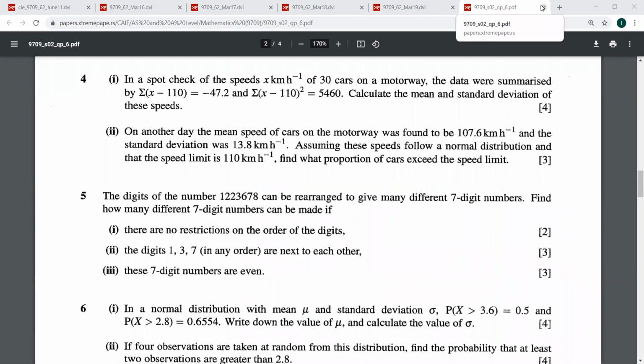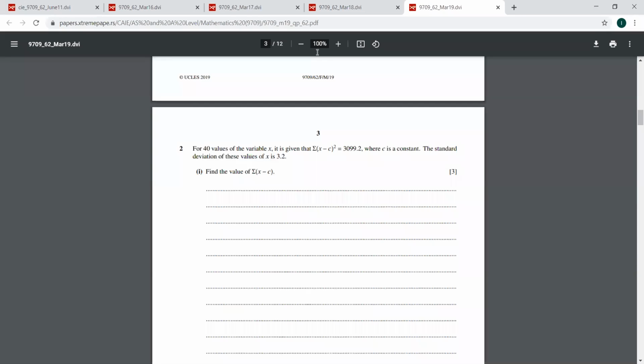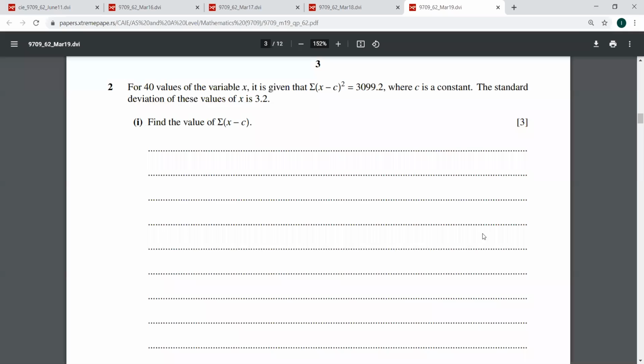I'll close this window, and here is the next question. This question is from March 19, the February-March 19th paper, variant 6.2, question number 2. It says for 40 values of, now I'll be noting it down. The first thing that I have is n equal to 40.